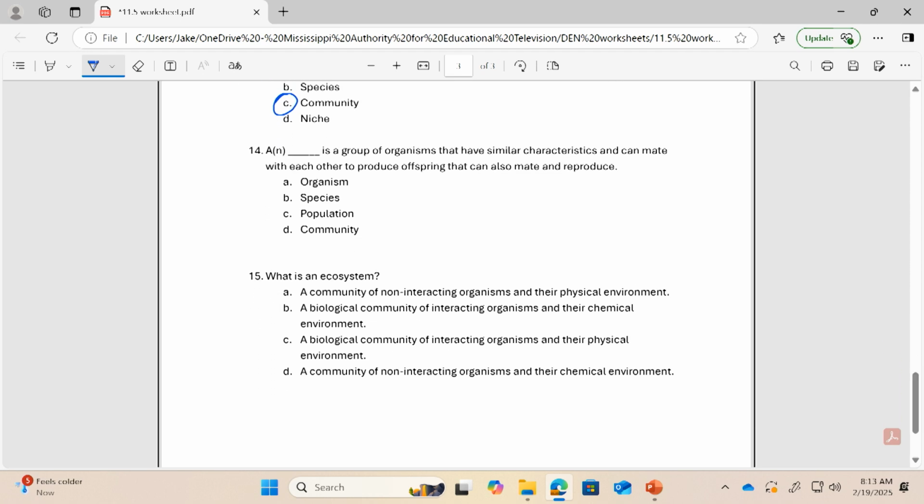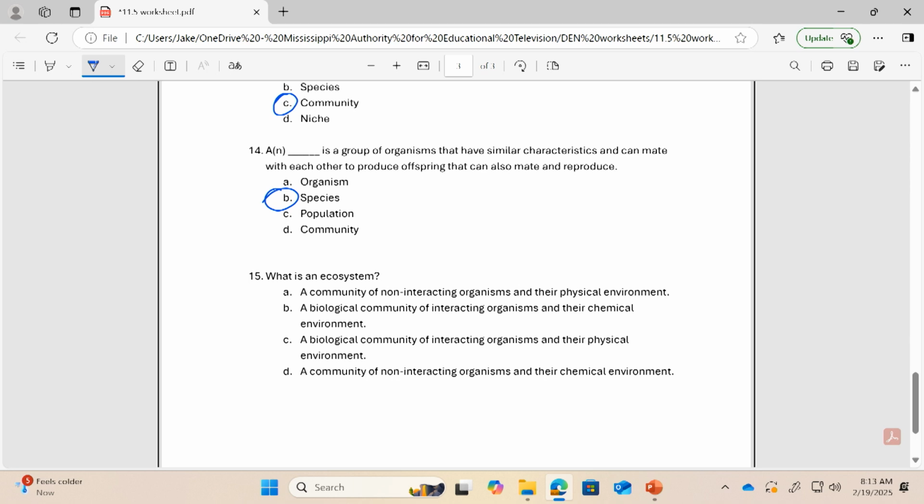14 says, a group of organisms that have similar characteristics and can mate with each other to produce offspring that can also mate and reproduce. So this is the definition of a species. Remember, not all animals is its own species. You have to be able to reproduce and make fertile offspring. If you can do that, then you are a species. All right, last one here.